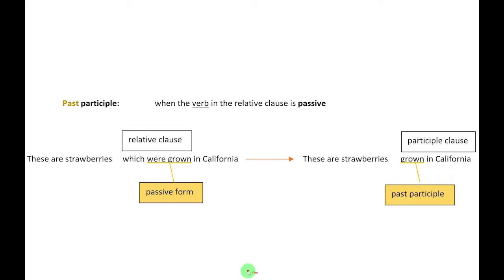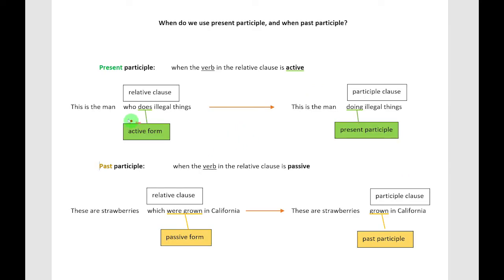And we use the past participle when the verb in the relative clause is passive. So for example, we have these are strawberries which were grown in California. And were grown, of course, is the passive form of the verb. Okay? So in our participle clause, we have to use the past participle grown. Okay, so to sum up, if the verb in the relative clause is active, we use the present participle, and when it's passive, like here, we use the past participle.